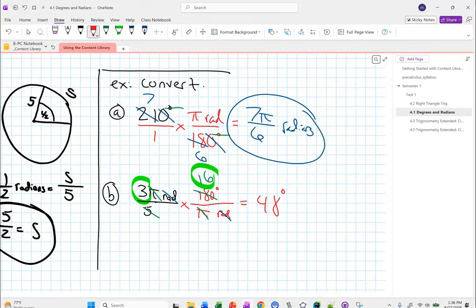All right. Everybody feel okay doing this process? Not bad, right? We're just talking about a unit conversion. It's just, do I multiply by pi over 180 or 180 over pi? But it's going to be one or the other every time.